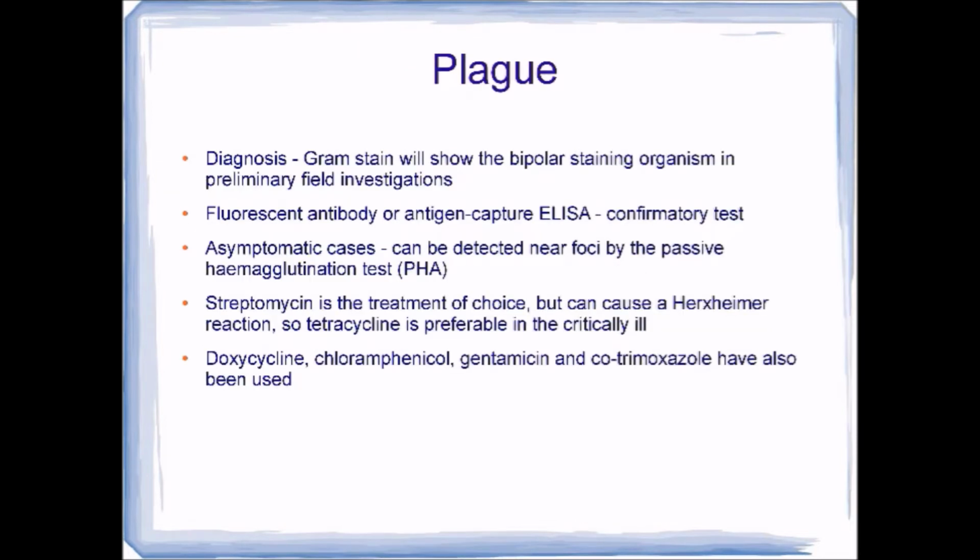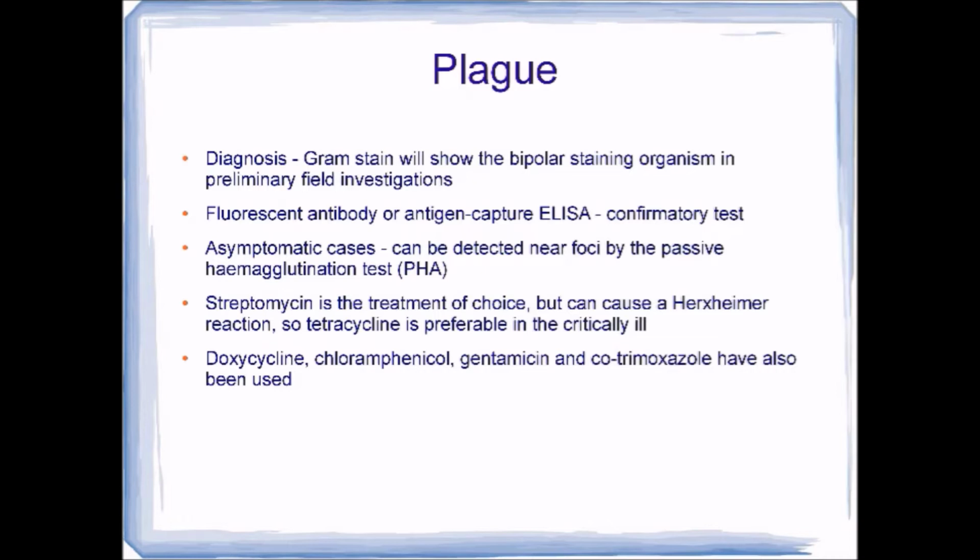The next arthropod-borne disease to be discussed is plague. Plague is an infectious disease that is caused by the bacteria Yersinia pestis. To diagnose plague, fresh aspirate from a gland or sputum stained with gram stain will show the bipolar staining organism in preliminary field investigations. Culture onto blood agar or desoxycholate can be made from blood, throat swabs, sputa and material aspirated from buboes. Fluorescent antibody or antigen capture ELISA is a specific confirmatory test.